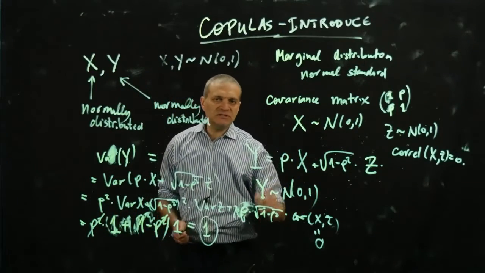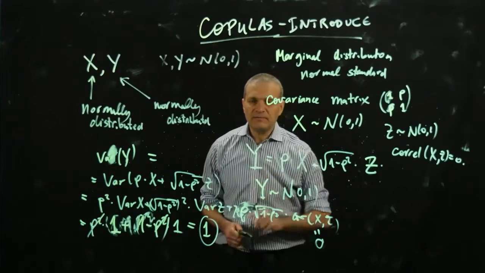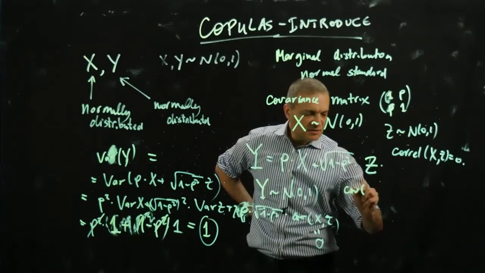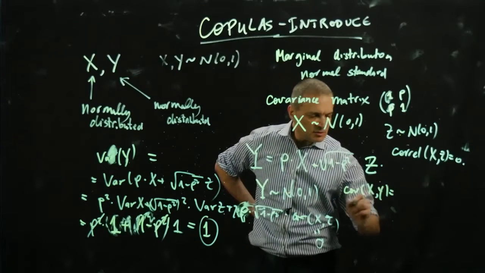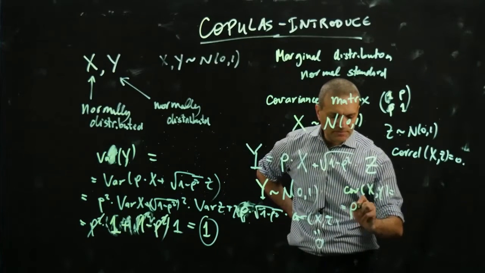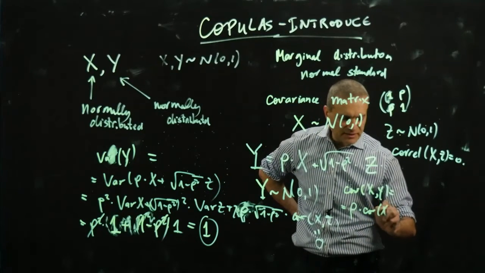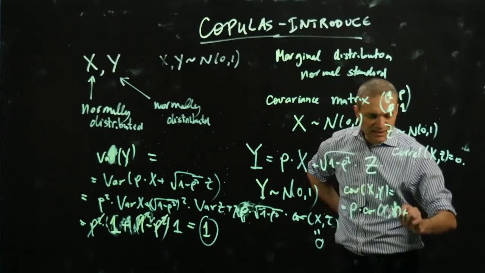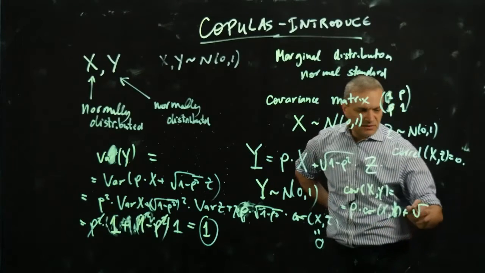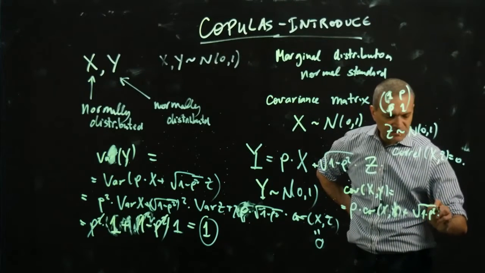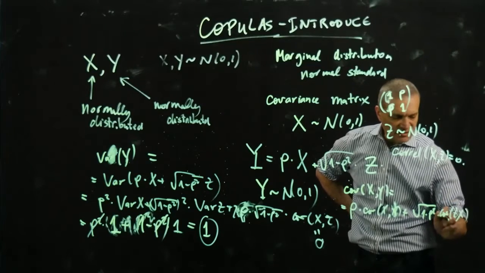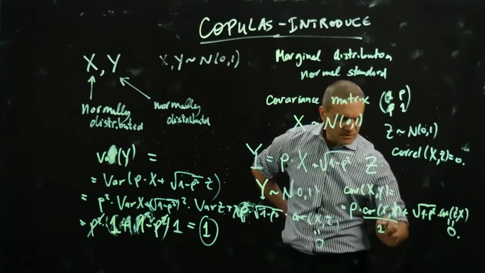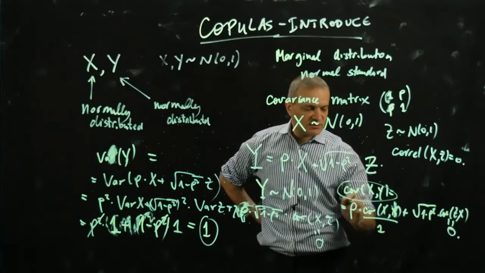So Y is normally distributed with a variance of 1 and an expected value of 0, so it is distributed as a standard normal. Now, what about the correlation or the covariance between X and Y? This is once again easy peasy. It's going to be rho times the covariance of X and X, plus the square root of 1 minus rho squared times the covariance of Z and X. And this is 0, because that's how we set it, and the first is 1. So the covariance of X and Y is rho.